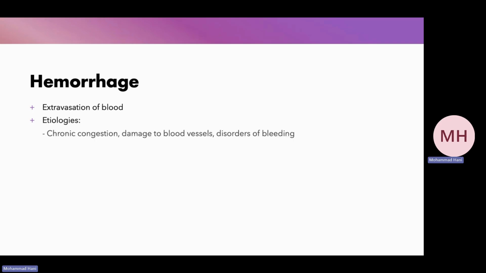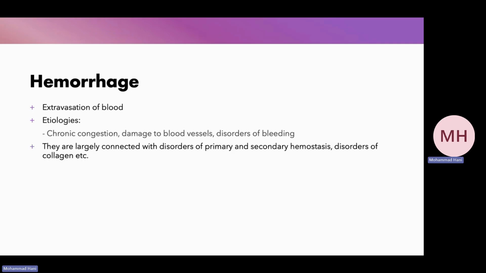Etiology is basically chronic congestion, damage to blood vessels, and disorders of bleeding. Disorders of bleeding is an entire separate question in pathology of the hematopoietic and lymphoid system, so that could be found over there. They can also be largely connected with disorders of primary and secondary hemostasis and disorders of collagen. Basically, if you have weaker vessels because of poor collagen, lack of collagen, etc., this can be a risk factor for hemorrhages.